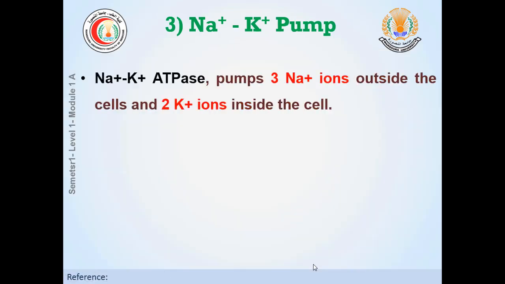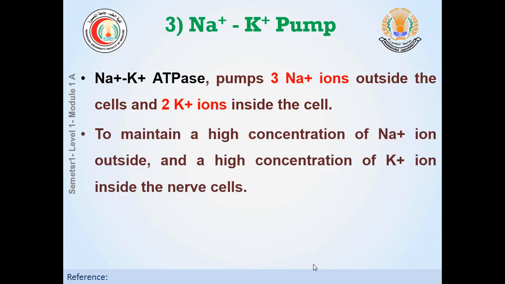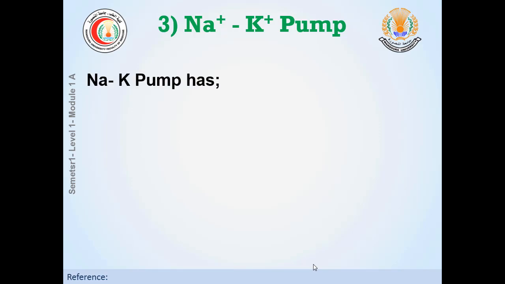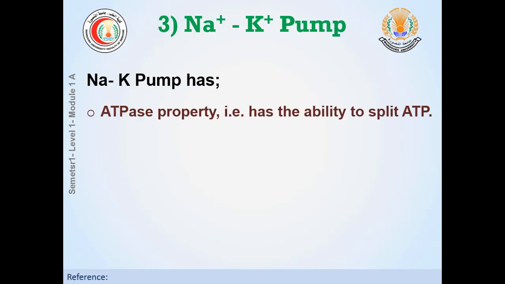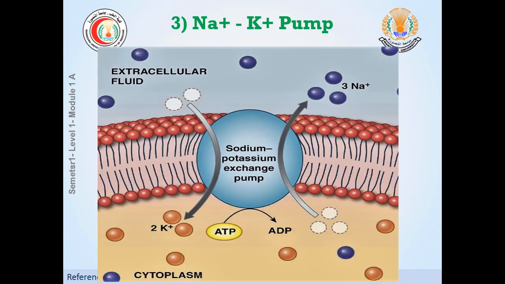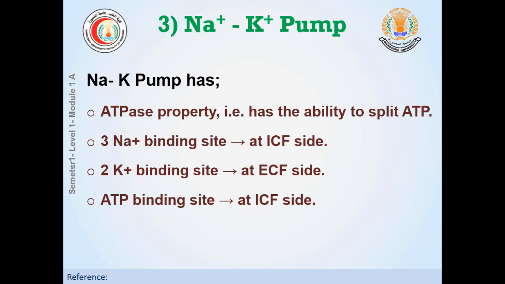The sodium-potassium ATPase pump pumps 3 sodium ions outside the cell and 2 potassium ions inside the cell to maintain a high concentration of sodium ion outside and a high concentration of potassium ion inside the nerve cell. This occurs in spite of the continuous diffusion of these ions across the membrane. The sodium-potassium pump has ATPase property, the ability to split ATP, with 3 sodium binding sites at the intracellular site, 2 potassium binding sites at the extracellular site, and an ATP binding site at the intracellular site.